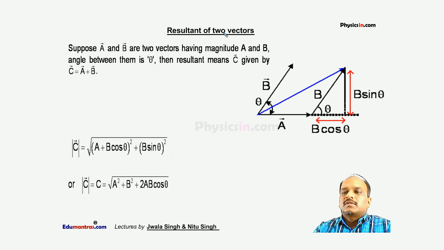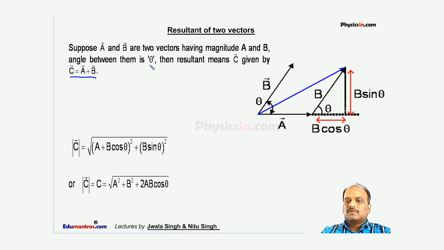Resultant of two vectors. Now, how to write the resultant of two vectors? First, we will discuss how to take the angle. The angle between two vectors is defined as follows: suppose this is vector A, this is vector B.